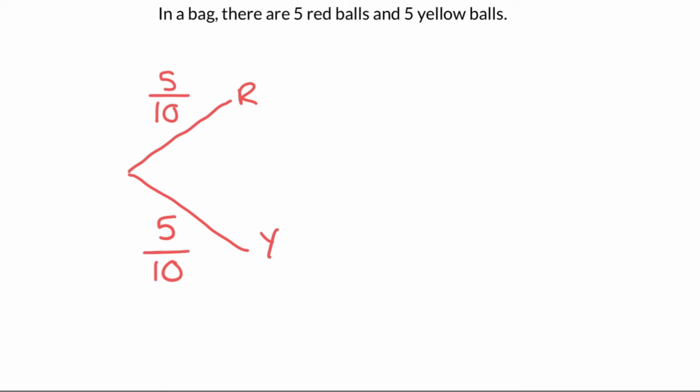So on the first branch of our tree, when the first ball that we took was red, if we take a second ball, it could either be red or it could be yellow. So the probability of the second ball being red is going to be 4, because there's now 1 less red ball in the bag, divided by 9 because there's only 9 balls left in there. The probability that the second ball is yellow is going to be 5, because there's still 5 yellow balls in the bag, out of 9 because there's only 9 balls left in there.